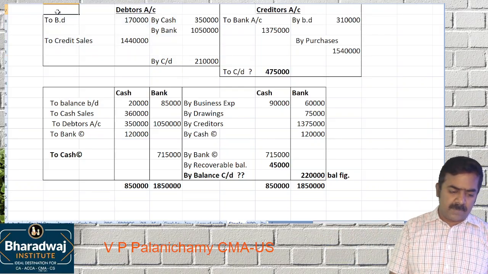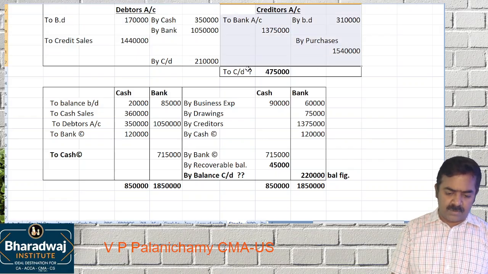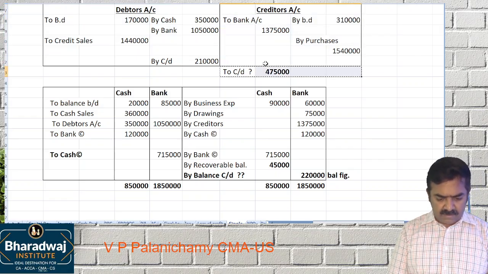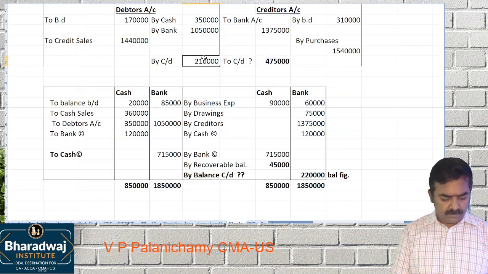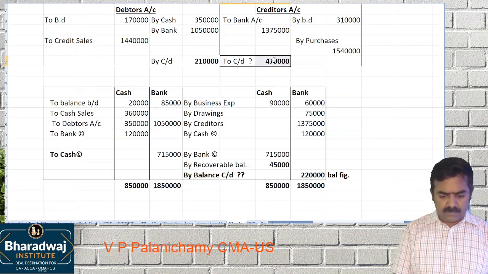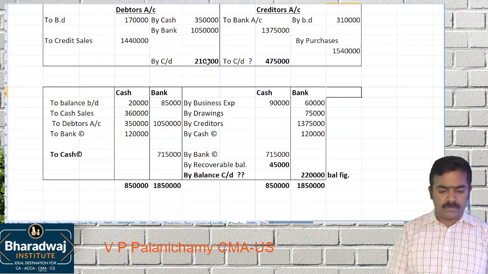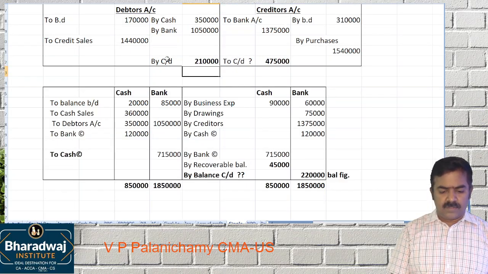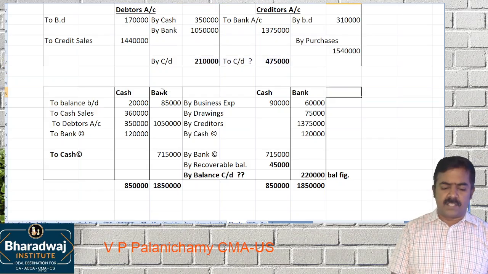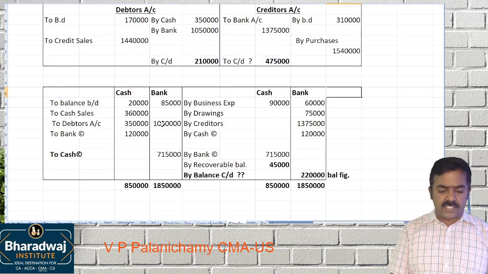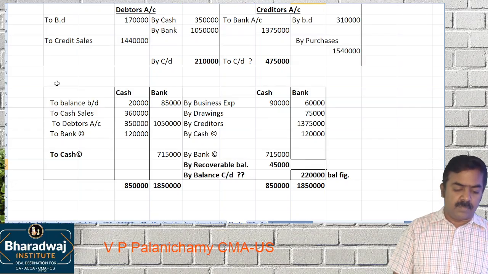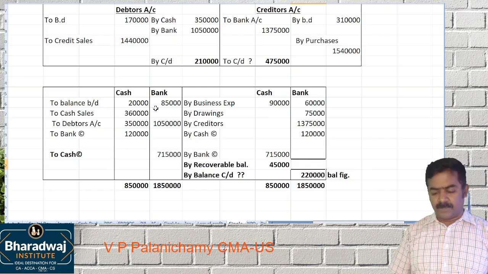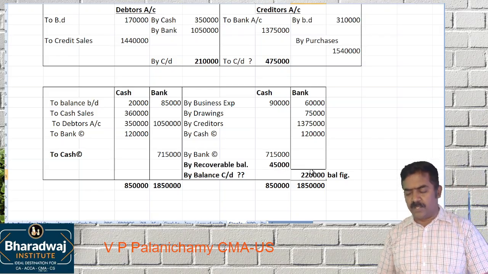Then we prepare the debtors account and creditors account to find out the balancing figure. So closing balances of debtors and creditors are the balancing figures. In the cash book, we find out the cash balance that is missing but taken by the cashier, assumed to be recoverable from the cashier. Bank balance will continue as an asset in the balance sheet.